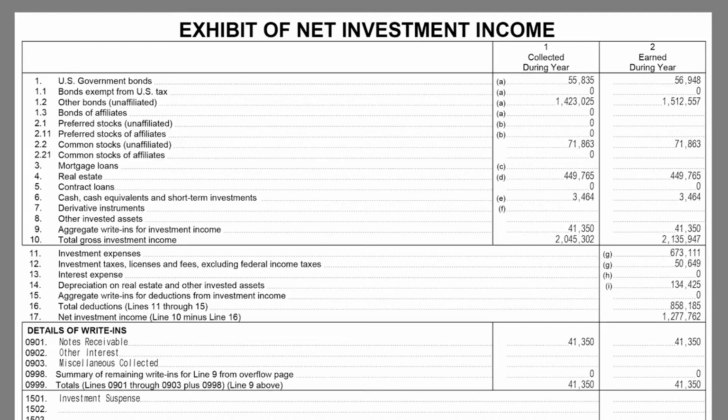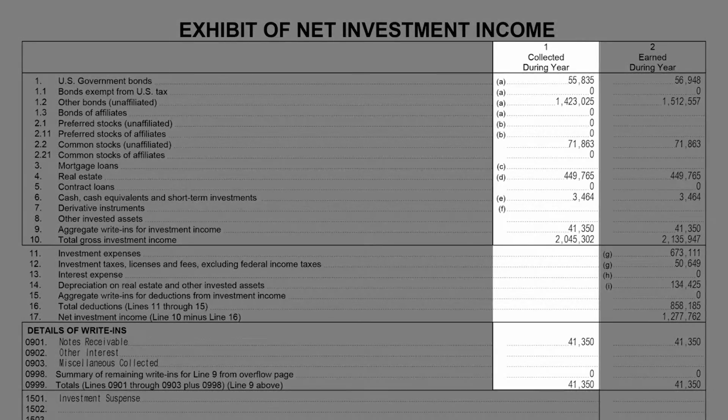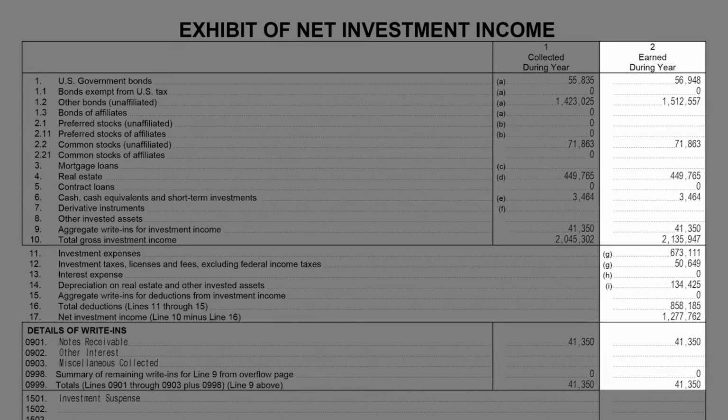two columns. Column 1 actually is the collected amount of investment income during the calendar year. So it's the actual receipts of the company thrown off from its investment portfolio. Column 2 is the actual earned amount of investment income.